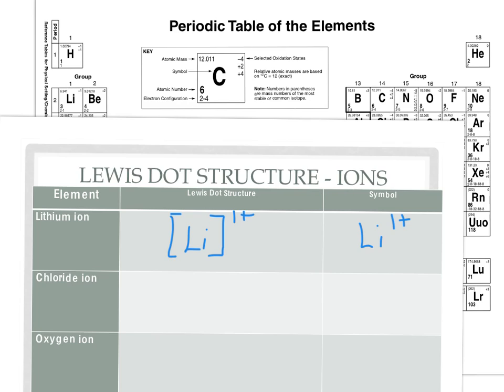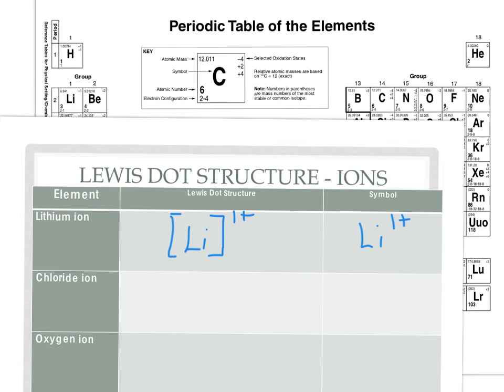The next example is the chloride ion. Now let's stop here and talk about why this is called chloride ion and not a chlorine ion. So when an electron is lost, we keep the element name. However, when electrons are gained, we change the name by adding the ending -ide to the root of the element. So instead of chlorine, it becomes chloride ion.